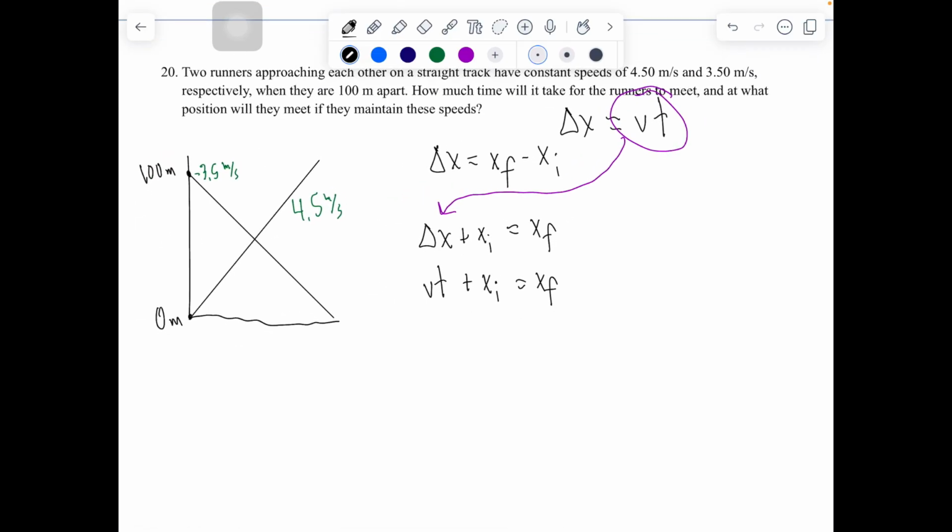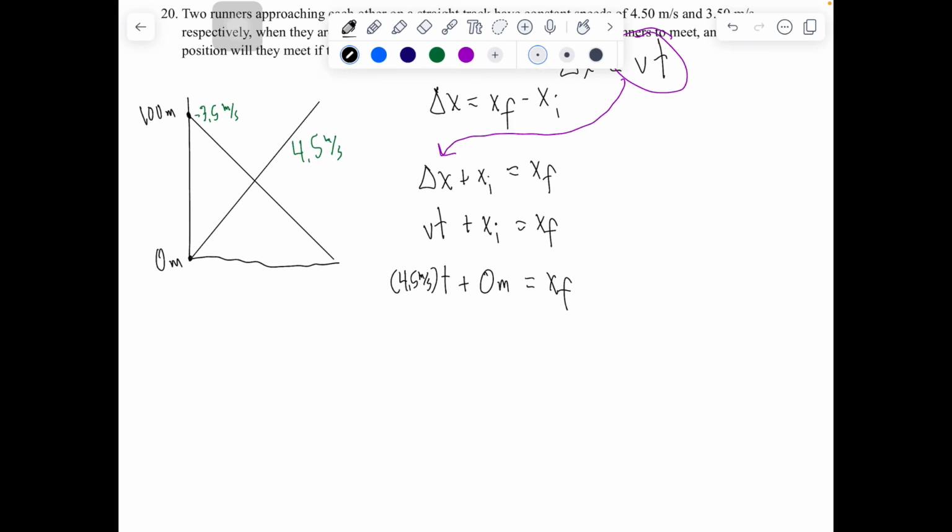So for the person starting at a position of 0, their initial position is just 0 meters. Their velocity is 4.5 meters a second, and we multiply by time. That gives the final position. For our other person starting at 100 meters, well, their initial position is 100 meters. Their velocity is 3.5 meters per second. What we want to do is set these final positions equal to each other.